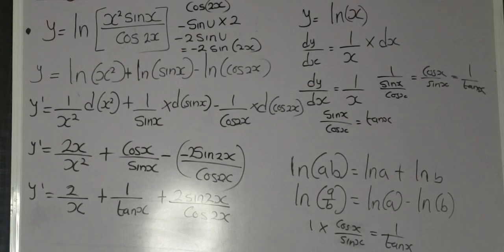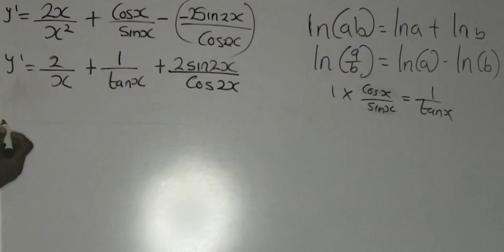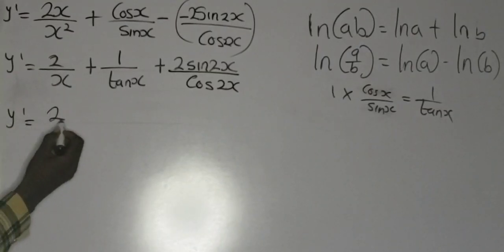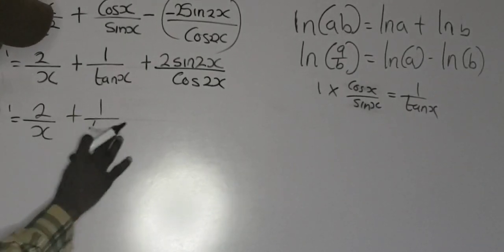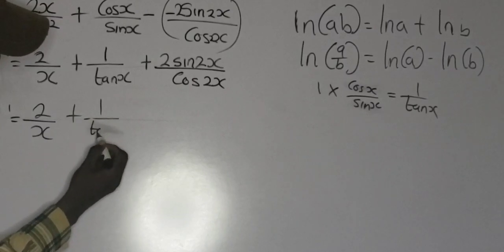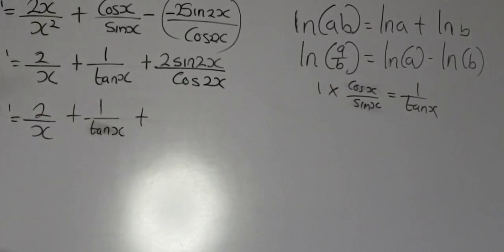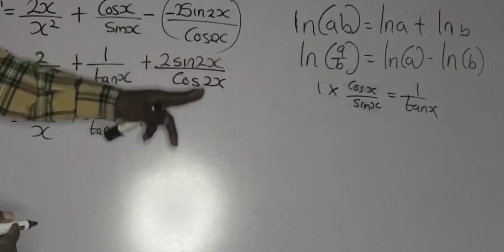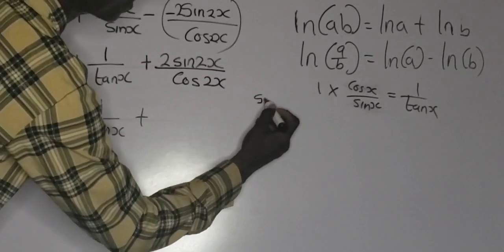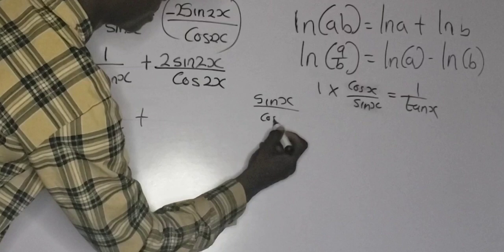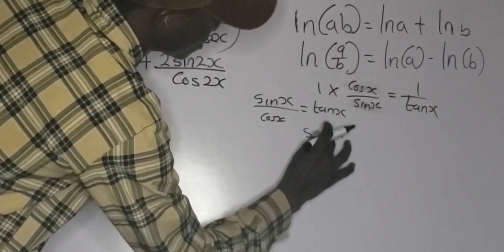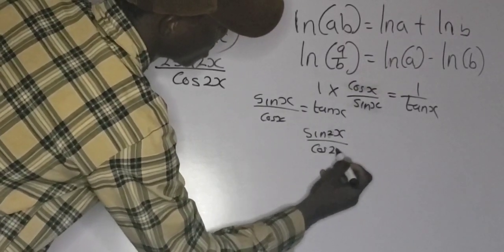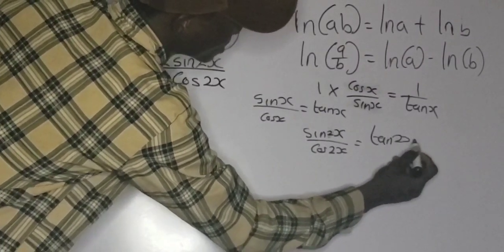So we have gotten to this point. We can still simplify this function. So derivative of y is equals to 2 over x plus 1 over tan x. Oh, I want to write tan x, so sorry. 1 over tan x plus, now, don't forget that according to what I wrote up there, sine x over cos x is equals to what? Tan x. So sine 2x over cos 2x is equals to what? Tan 2x. Do you understand?